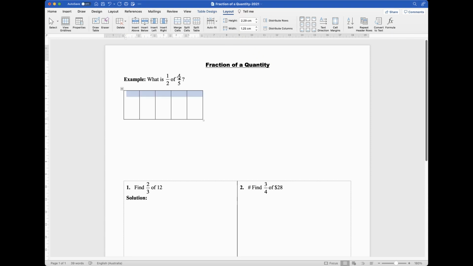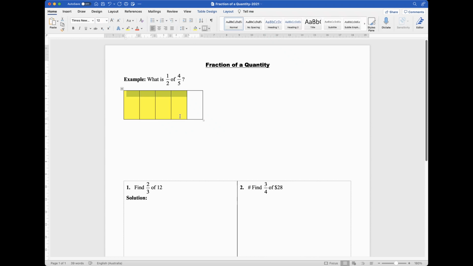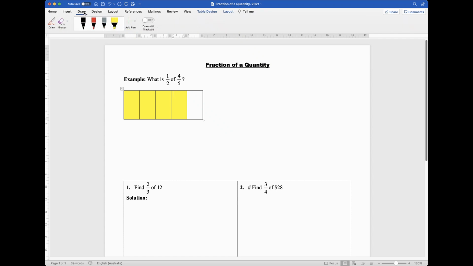We've got fifths, and it's 4/5, so we want to colour in 4 of those fifths. Let's colour that in. There we go, so we've got 4/5. Now the next thing we want to do is find a half of 4/5. So we're going to divide that one whole in half. We'll get our pen and draw a line down the middle here. So I've divided that in half.